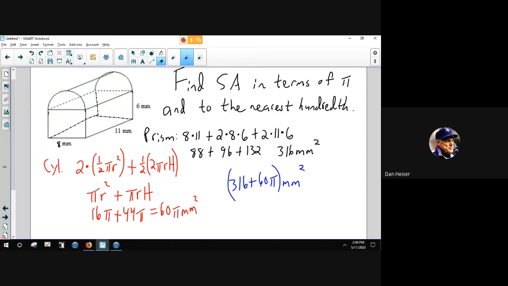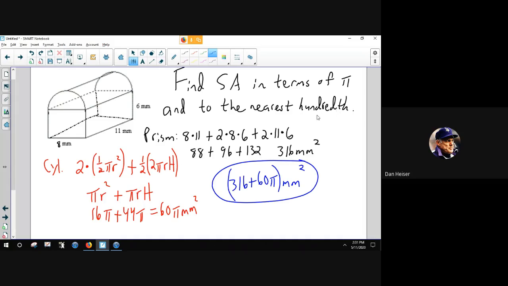Let me write that a little neater inside there. And notice how that's written. This goes in parentheses. These are not like terms, but they're still in parentheses because this unit applies to everything inside. This is your area, your surface area in terms of pi. 316 plus 60 pi square millimeters.